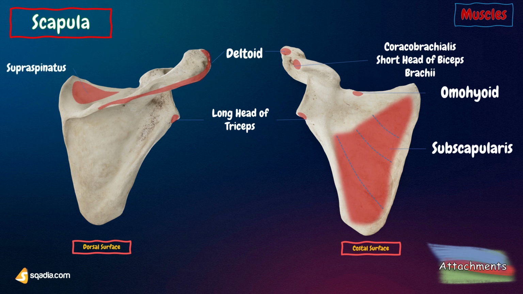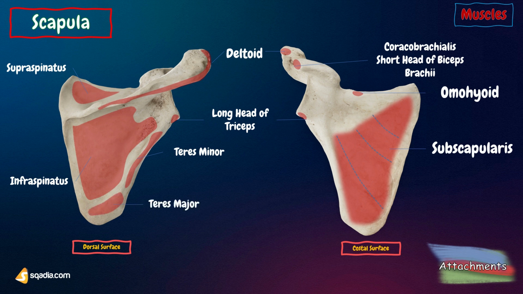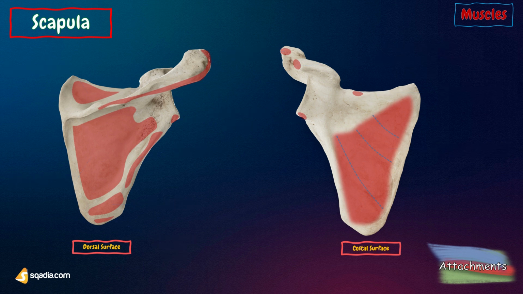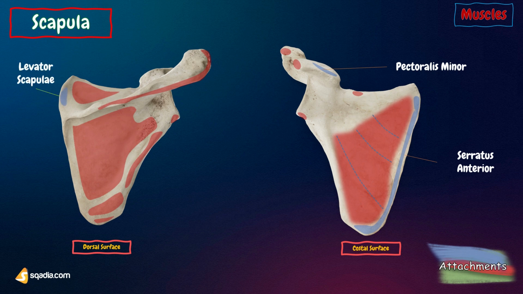On the other hand, the muscles that originate from the dorsal surface are supraspinatus, infraspinatus, teres minor and major, latissimus dorsi, deltoid, and coracobrachialis. Muscles that insert at the costal surface of the scapula are pectoralis minor, serratus anterior, and digitations. And lastly, the muscles that insert at the dorsal surface are levator scapulae, rhomboid minor and major, and trapezius.